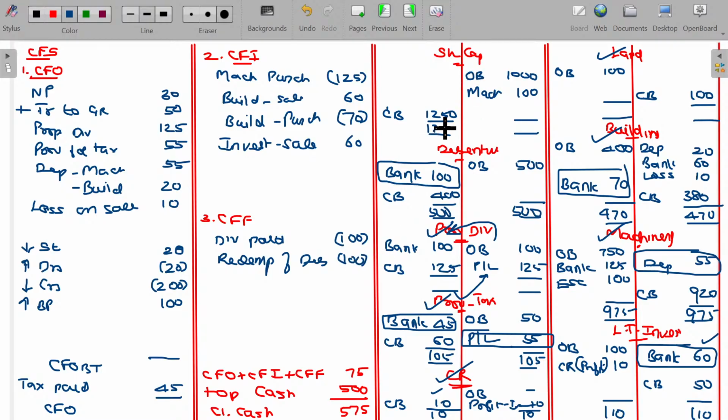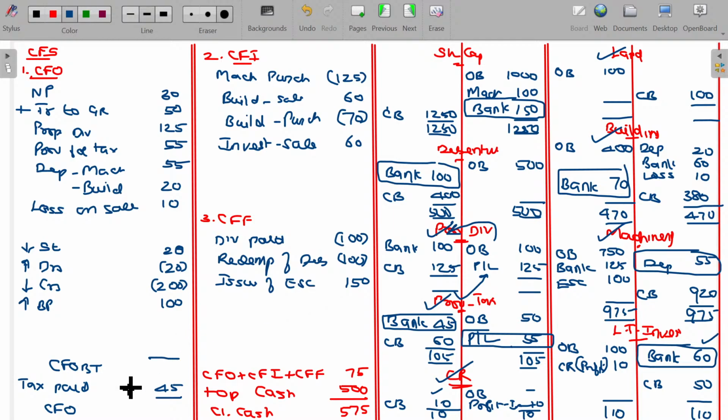In case of equity share capital, 100 rupees equity share issued for purchasing the machinery. Still, one more 150 balance is there, may be issue for cash. This is nothing but cash from financing, issue of equity shares, issue of equity share capital. This value being 150. Yes.